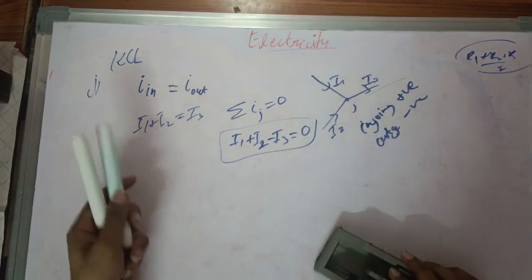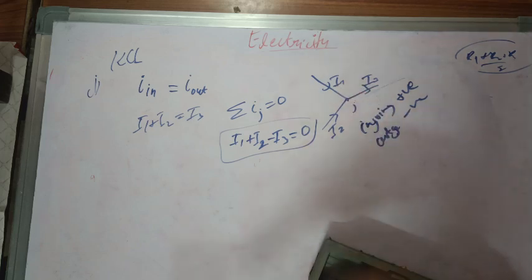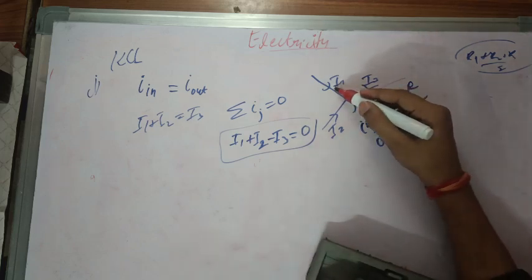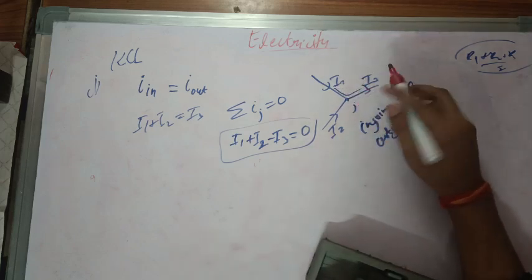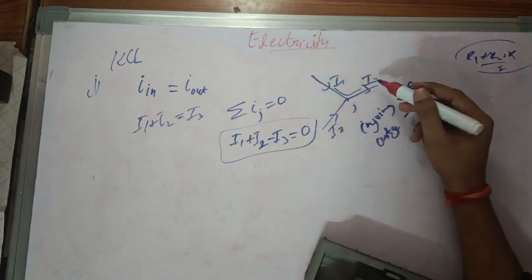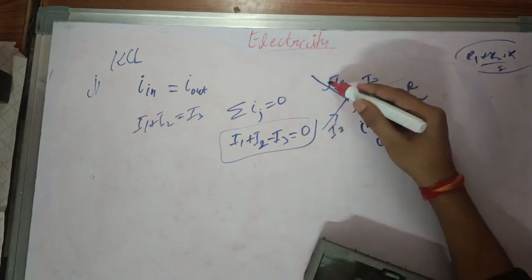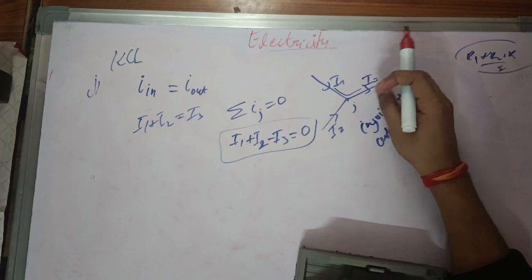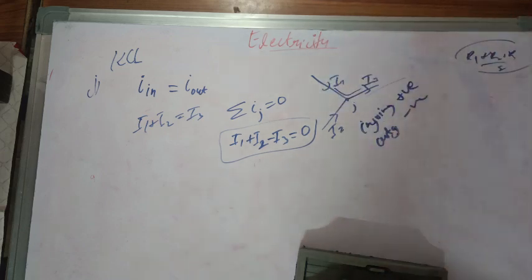Now this is because the accumulation of charge cannot happen, so the total charge passing through this point should be equal to the total charge. The total charge coming to this point would be equal to the total charge going out of this point, away from this point.